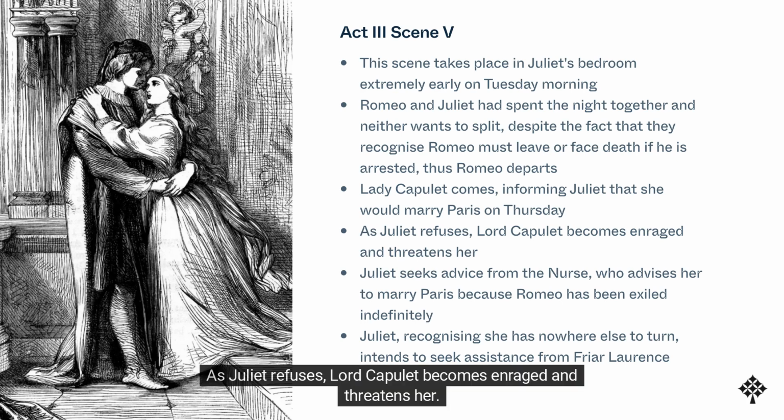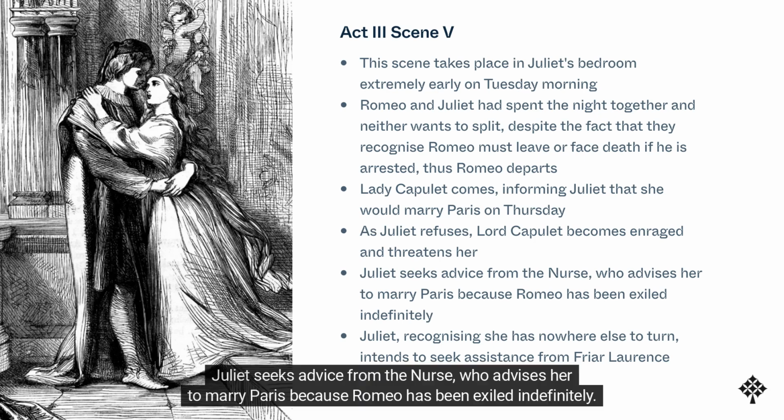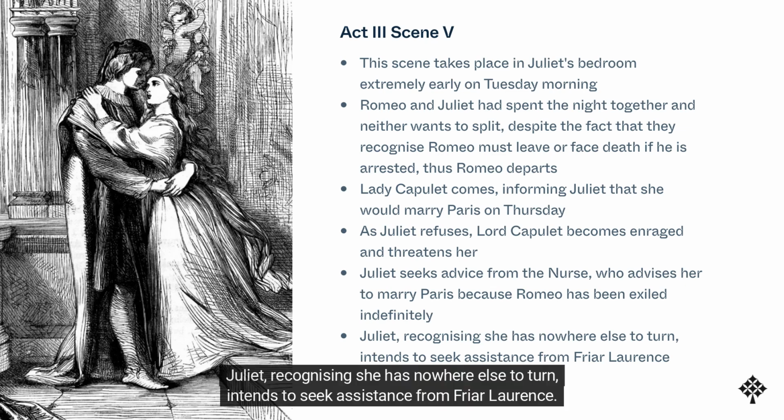As Juliet refuses, Lord Capulet becomes enraged and threatens her. Juliet seeks advice from the nurse, who advises her to marry Paris because Romeo has been exiled indefinitely. Juliet, recognizing she has nowhere else to turn, intends to seek assistance from Friar Lawrence.